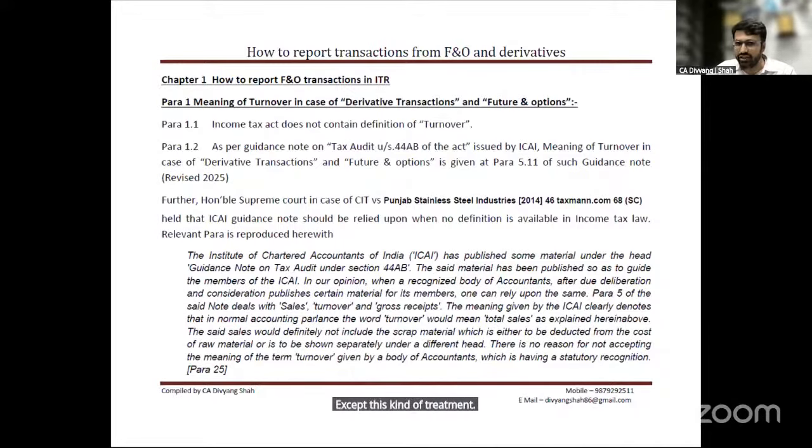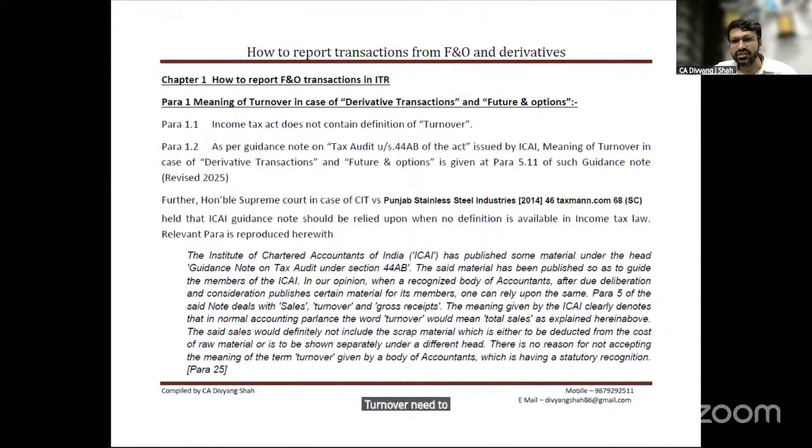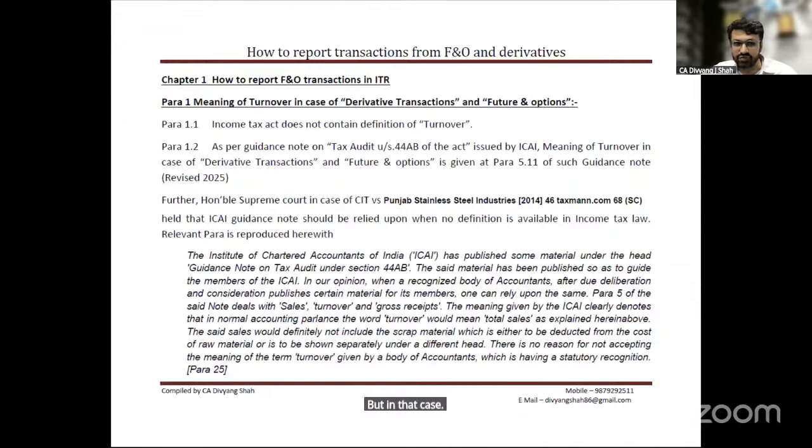For that, I have mentioned this Supreme Court judgment, wherein the issue was in the context of a different section, Section 10B or 10BB, where export turnover is required to be defined, and for that, turnover needs to be identified. In this case, whether scrap will be part of turnover or not was the issue. But in that case, the Supreme Court has observed this.